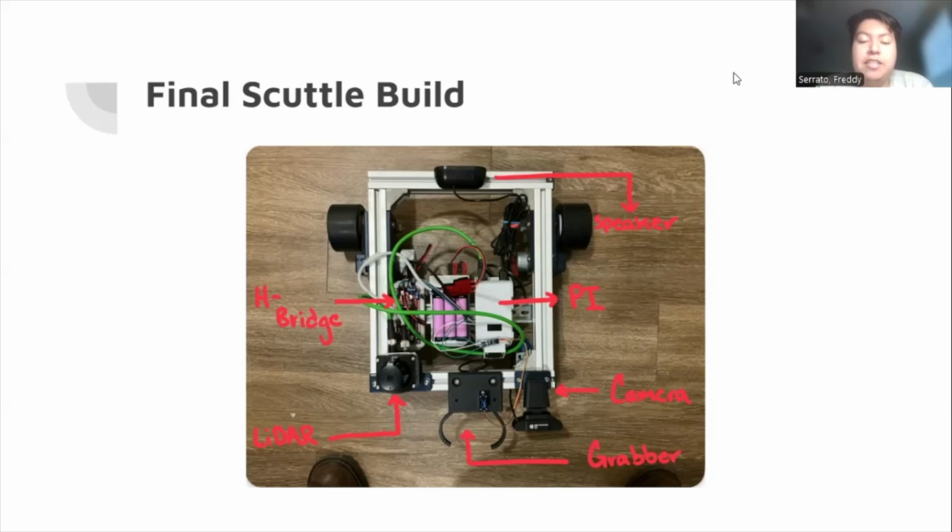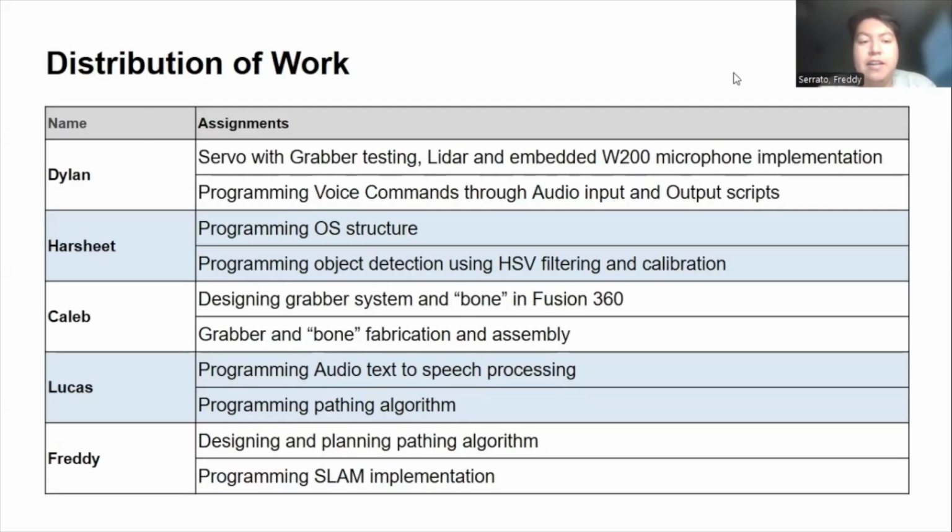The camera has an HSV mask over it to detect the object, as well as an embedded microphone used for audio input, and the grabber is used to retrieve the object and give it to the owner. The Pi connects everything together and is used for the operation of the whole system. This was our distribution of work at the end of the project.